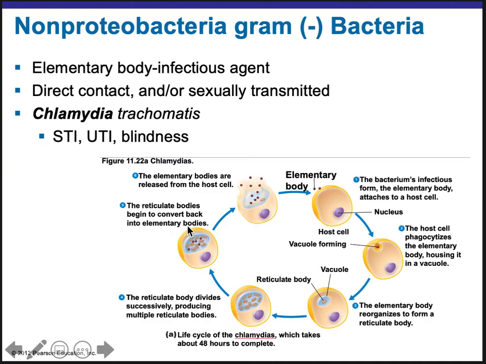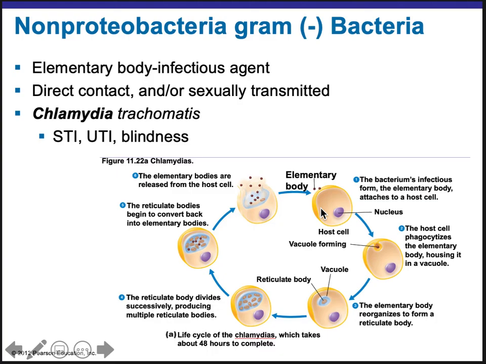And then once you've had a bunch of cell division, the reticulate bodies start to convert back into the elementary bodies, at which point the vacuole will rupture. The elementary bodies will be released from the host cell, so the cell itself also ruptures, and that releases a bunch of the elementary bodies into the environment, and they will then infect all the cells that they land on, and then this will be repeated over and over again.